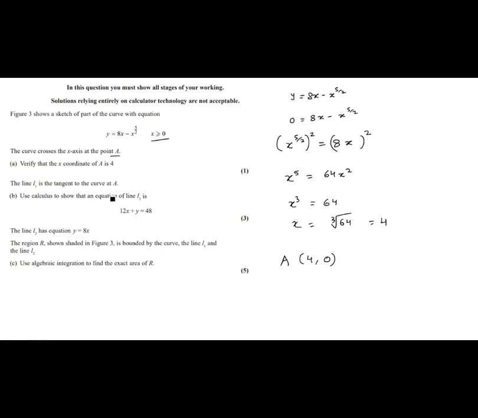Now the line L1 is the tangent to the curve at A. Use calculus to show that the equation of line L1 is this. Now L1 is a tangent to the curve, so for the gradient of the curve, you just have to differentiate this one. So if we differentiate, this will be dy over dx. Differentiation of 8x will be just 8 minus the differentiation of x to the power 5 over 2. You bring the power to the front, and for x to the power, you subtract 1 from 5 over 2, which becomes x to the power 3 over 2.